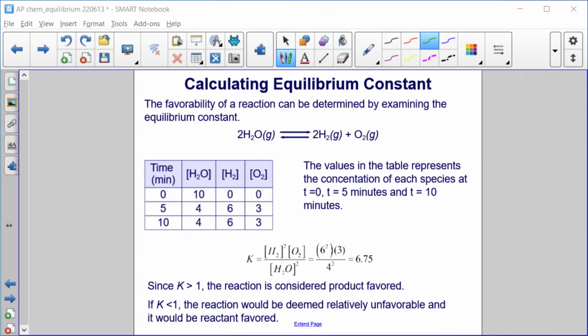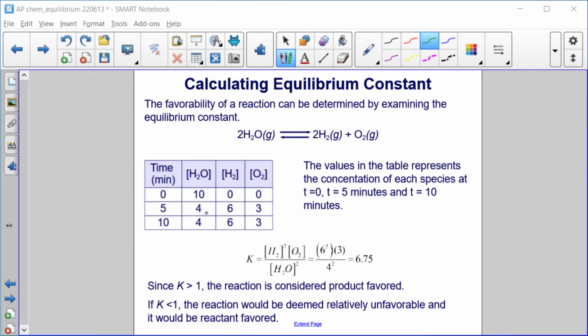Calculating equilibrium constant. The favorability of a reaction can be determined by examining the equilibrium constant. We have a reaction shown where 2 moles of H2O gas produce 2 moles of hydrogen gas and 1 mole of oxygen gas. And we can see this is a reversible process. The values in the table represent the concentrations of each species at t equals 0 minutes, t equals 5 minutes, and t equals 10 minutes. And we can see that equilibrium is reached when the concentrations have stopped changing. Okay, so those are our equilibrium concentrations.